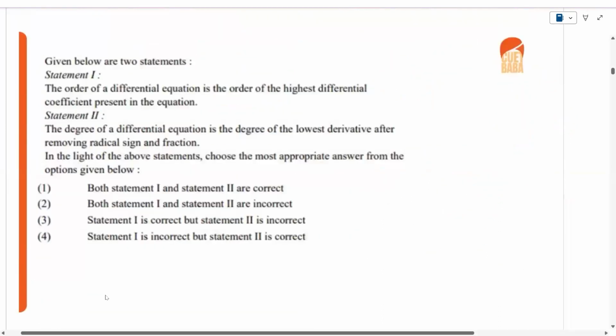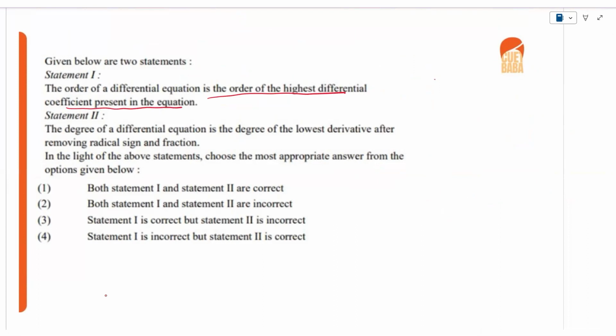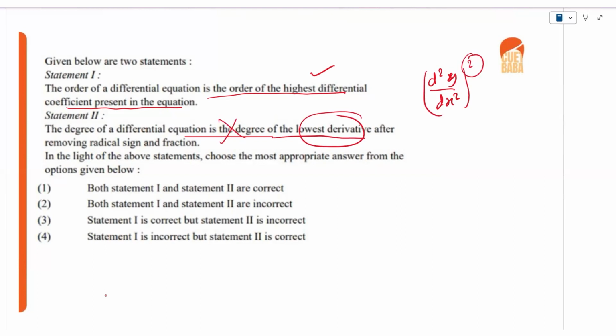Now in this question, it is asking: the order of the differential equation is the order of the highest differential coefficient present in the equation. So we know the order of a differential equation is the highest derivative, right? Like d2y upon dx square. So this one is correct. And statement 2 says that the degree of a differential equation is the degree of the lowest derivative, but we know that degree is the power of the highest derivative. So 2 is incorrect. So 1 is correct, 2 is incorrect, third is the correct option.